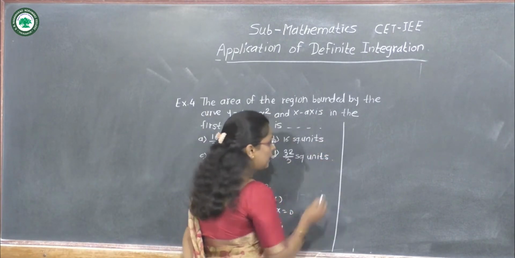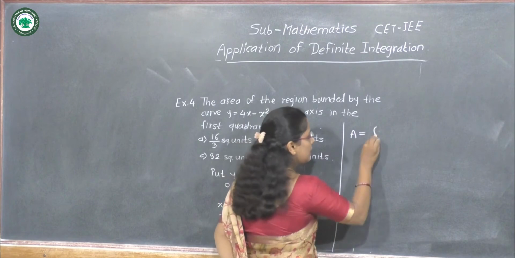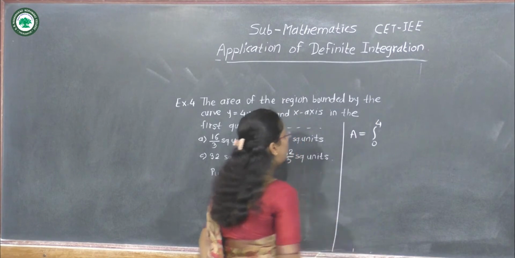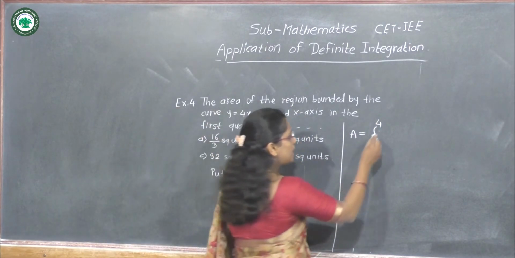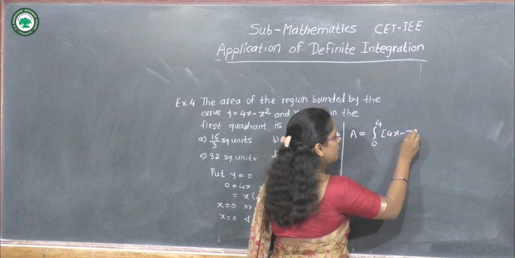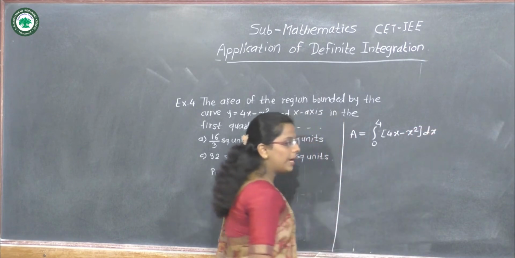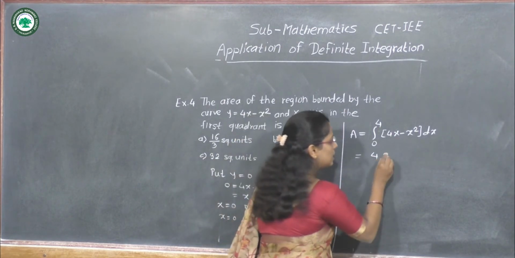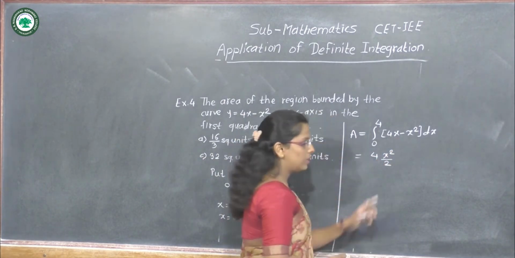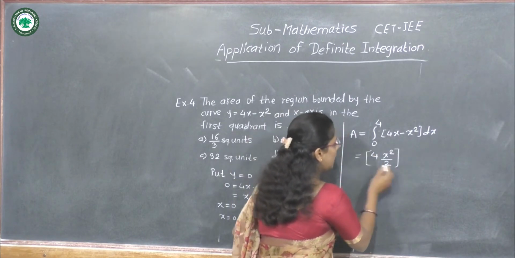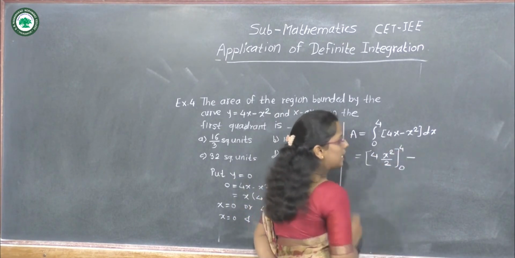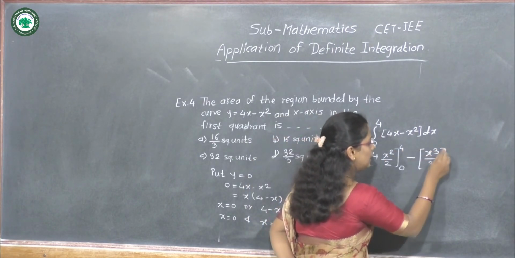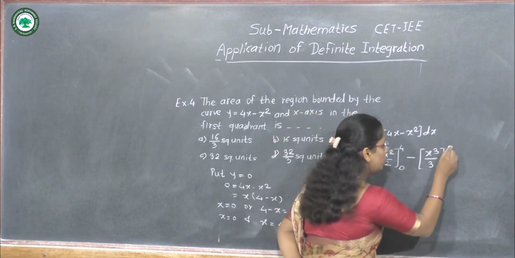Now taking integration, we get area from 0 to 4 of the curve 4x minus x square dx. Find the integration. 4 is constant. Integration of x is x square upon 2, with limits 0 to 4, minus integration of x square, which is x cube upon 3, and limits are from 0 to 4.